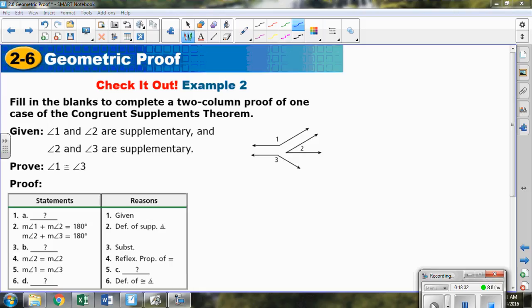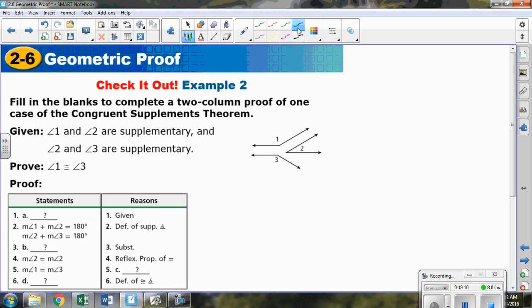Okay, here's a little bit of a longer one. This is the proof of the congruent supplements theorem, the one that we were just looking at. So we have the given statements, angle 1 and angle 2 are supplementary. And angle 2 and angle 3 are supplementary, so we need to prove angle 1 is congruent to angle 3. Once we prove this theorem, we will then be able to use it forever. Anytime we want to use it, we will be allowed to because we now know that it's true.